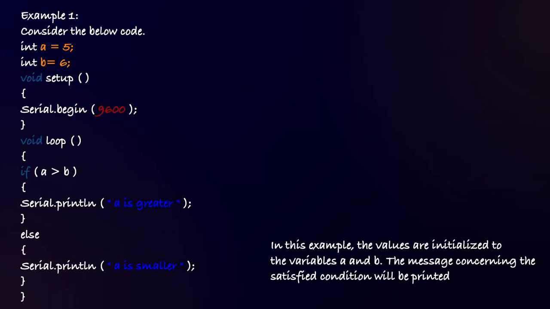See this example now. If you consider this code, we have taken two integers a and b, so 5 and 6. In void setup, we have declared the baud rate again, 9600, the standard rate. Inside the loop, what condition we have given? If a greater than b, simple condition. If a greater than b, print a is greater. Else, print a is smaller.